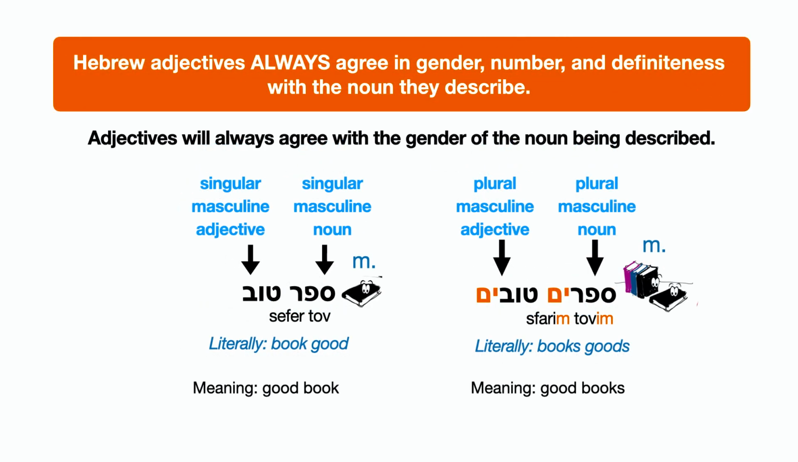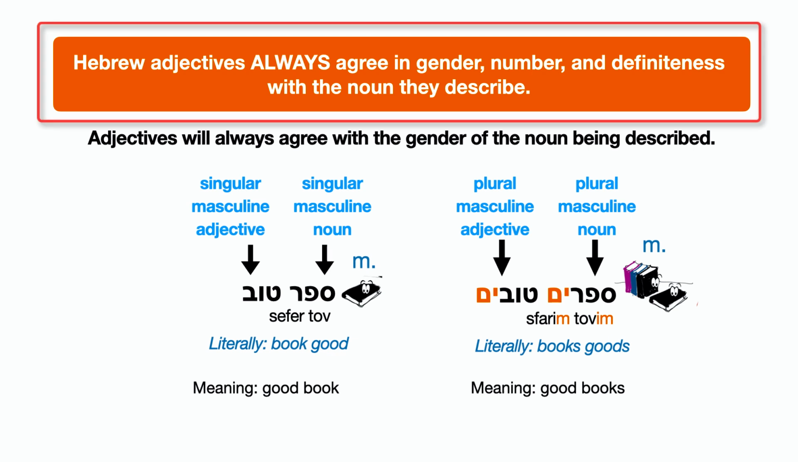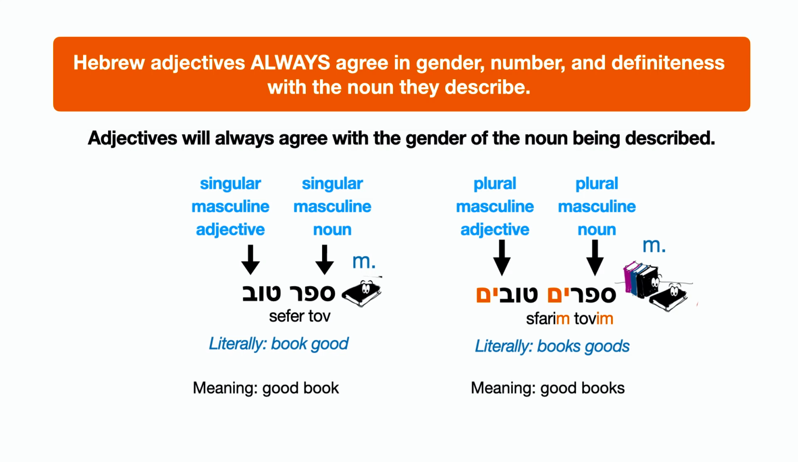Now here's a very important principle regarding adjectives. Hebrew adjectives will always agree in gender, number, and definiteness with the noun that they describe. So if it's a masculine noun, okay, the adjective will have a masculine form. Okay, even if that noun does not follow the general rule of adding im to make it plural if it's masculine, or adding ot to make it plural if it's feminine. Okay, so the best way to understand that is to look at examples.